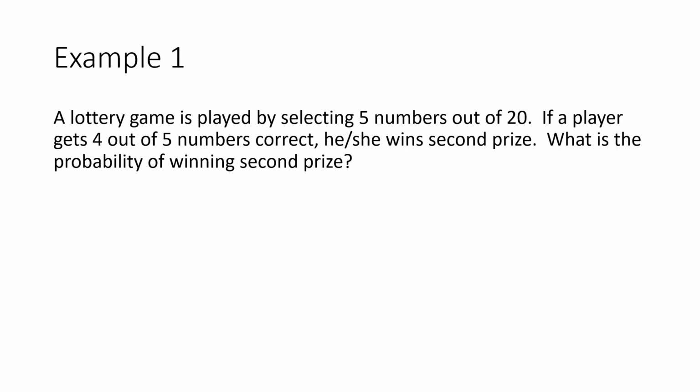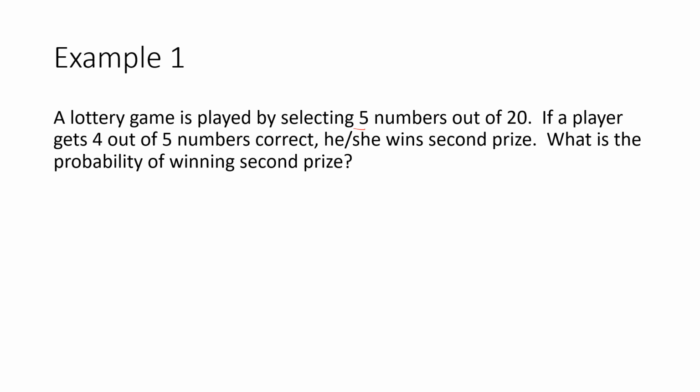Okay, now let's start off with a simple example. You should have already seen an example like this when we covered chapter 3. Now we have a lottery game where we select 5 numbers out of 20, and we have to match 4 out of 5 numbers to win the second prize. Order doesn't matter in this case. What's the probability of winning the second prize?